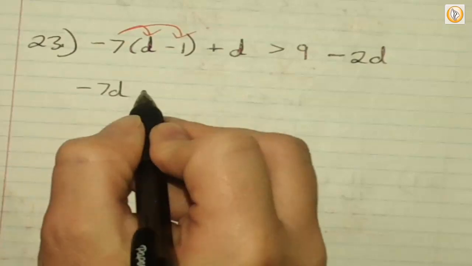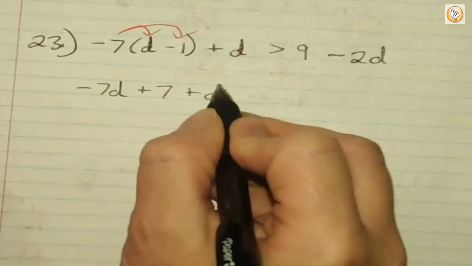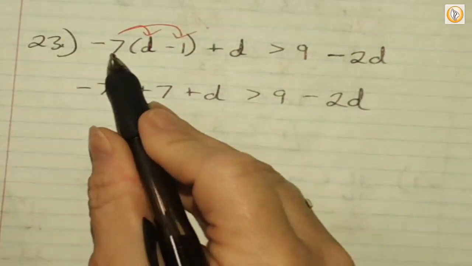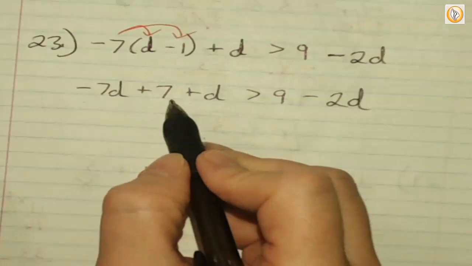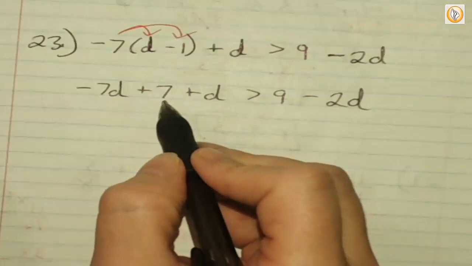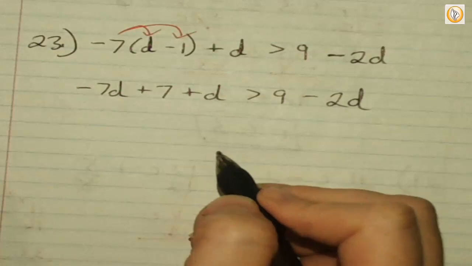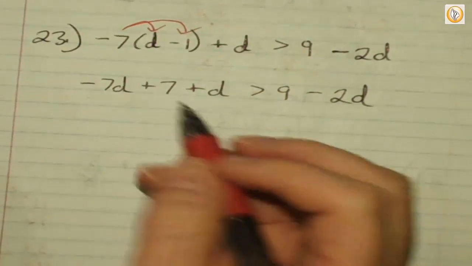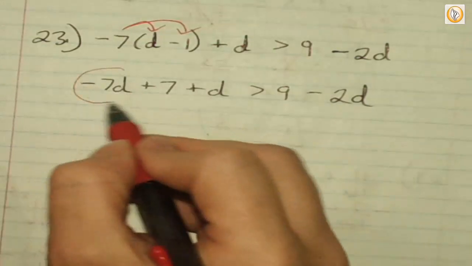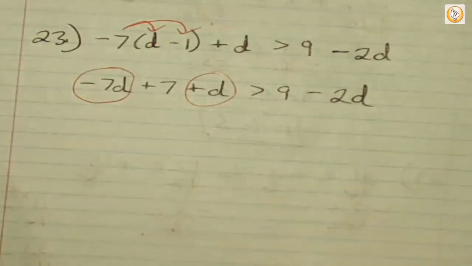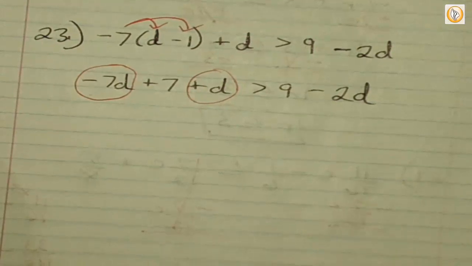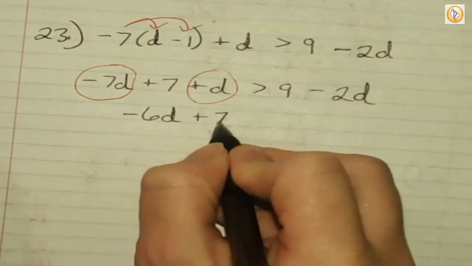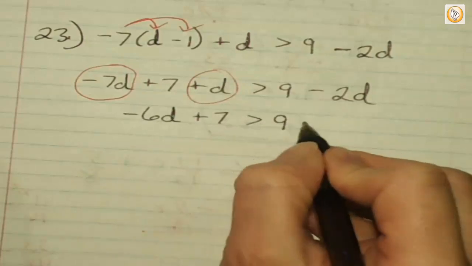-7D plus 7 plus D is greater than 9 minus 2D. Very good. Remember, this is -7 times -1, so it's a +7. All right, now Keith, what do I do? Yep. So -7D and +1D. What do you get, Keith? Very good. -6D plus 7 is greater than 9 minus 2D.